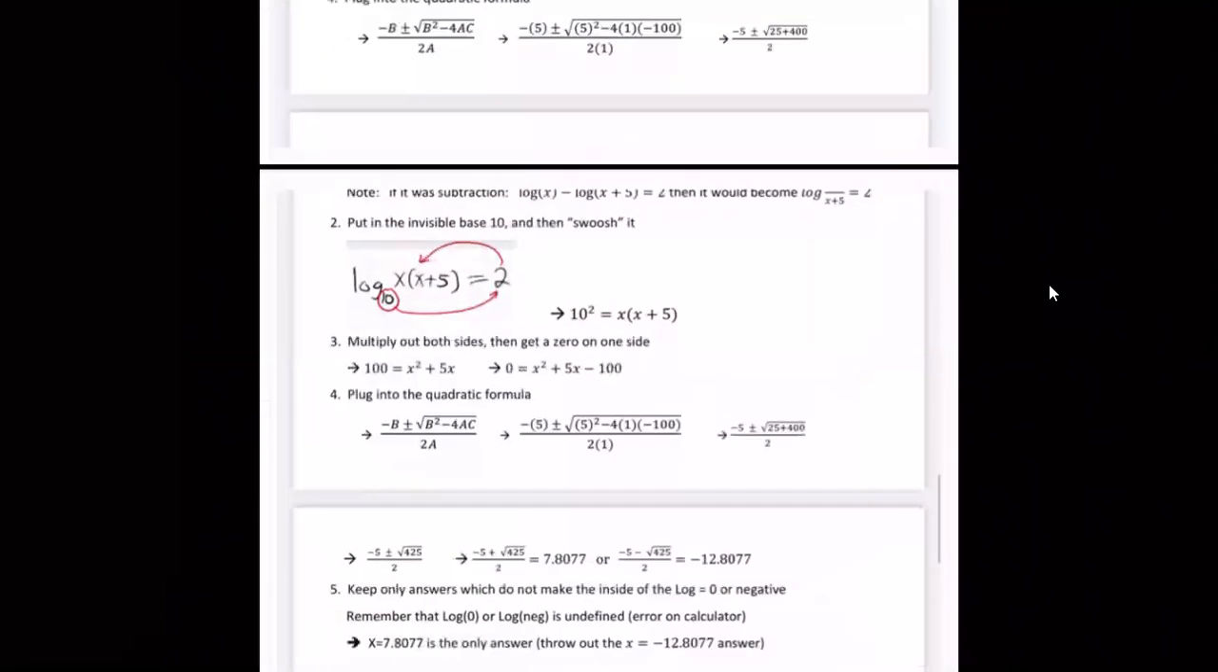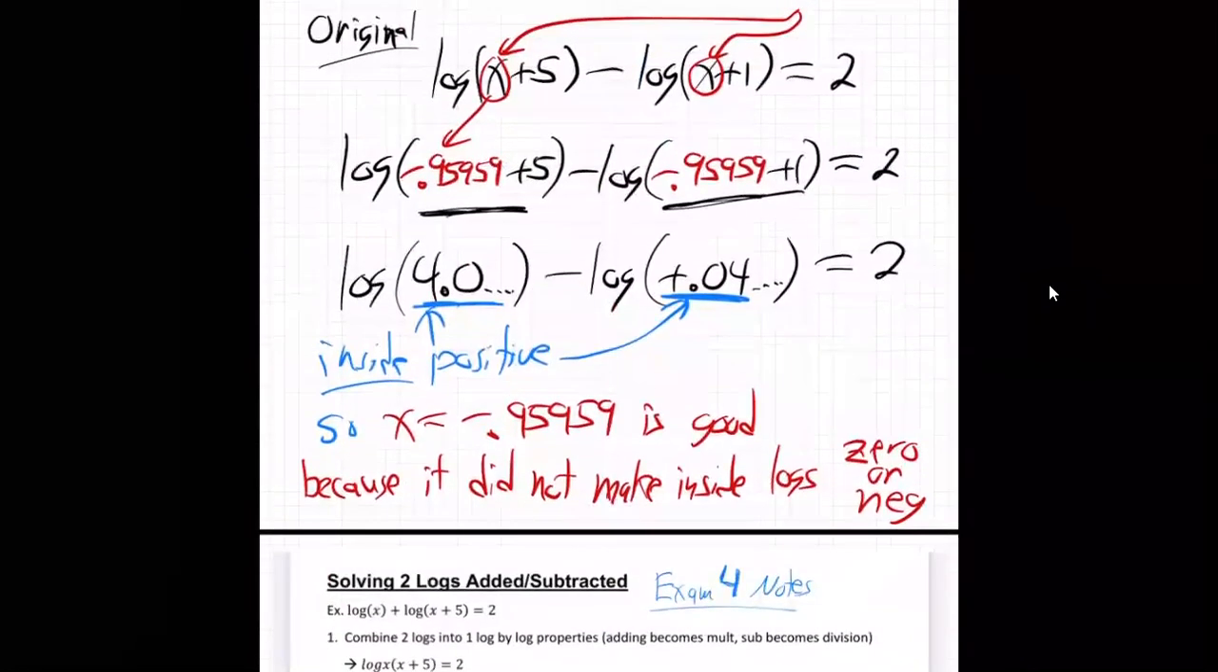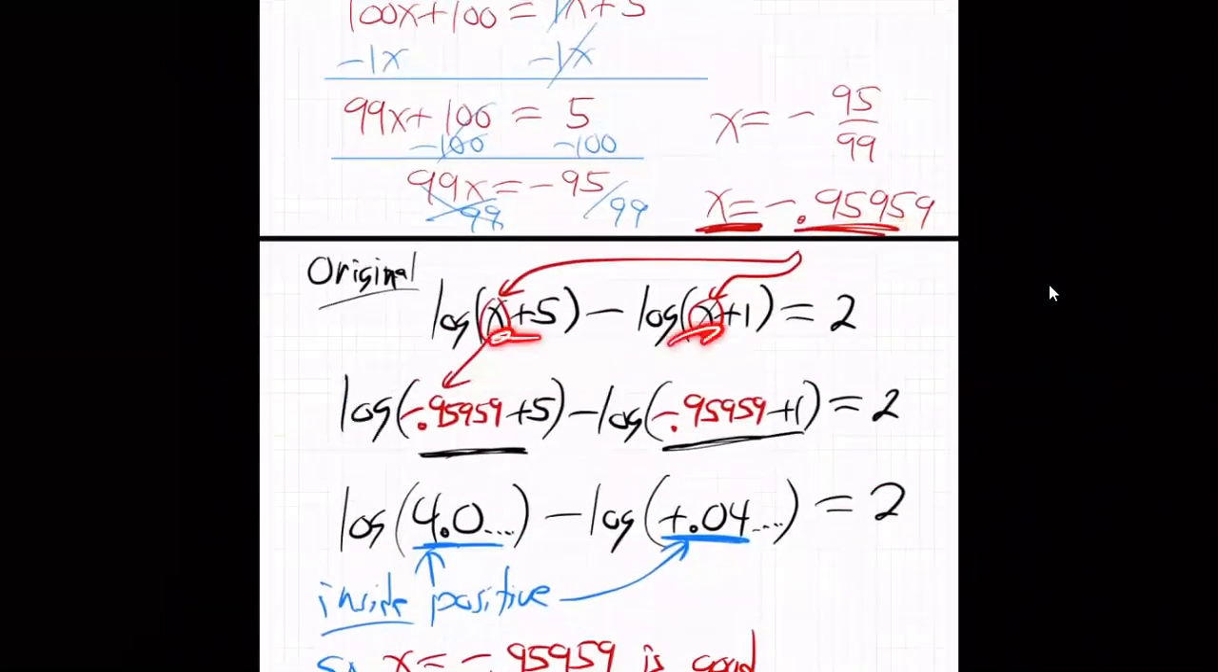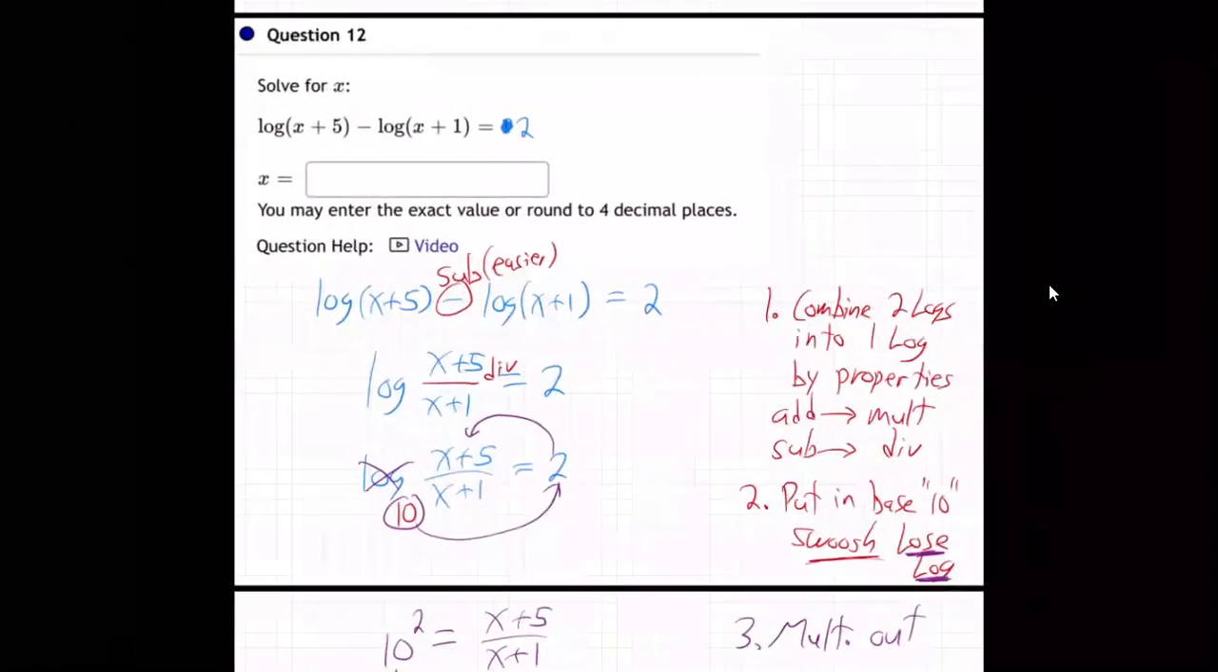So what that rule is saying, let's look back at the fine print again. Keep only answers which do not make the inside of a log 0 or negative. So we keep it, don't we? We keep that answer. It's a good one. When plugged in to the original for x, when we say x equals that, it doesn't make the inside 0 or negative. The insides come out both positive. So that means it's an acceptable answer. This won't give you an error. You can do log of this and log of that on your calculator. It's good. It's acceptable.